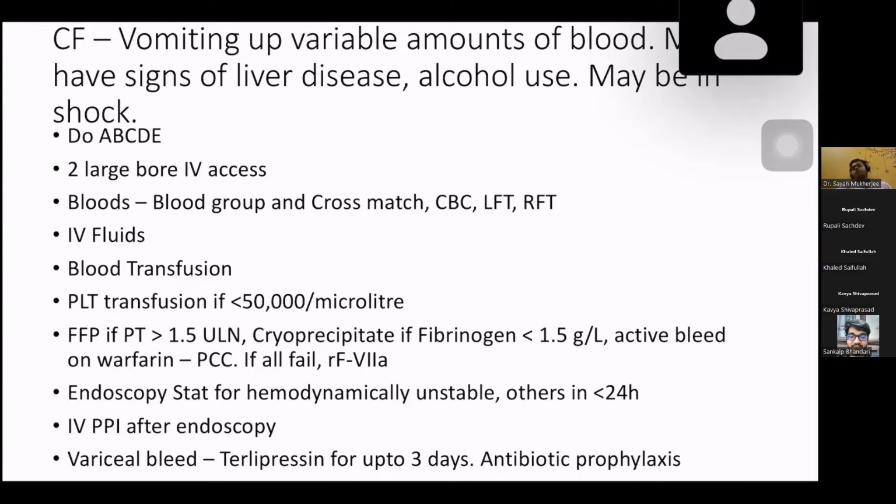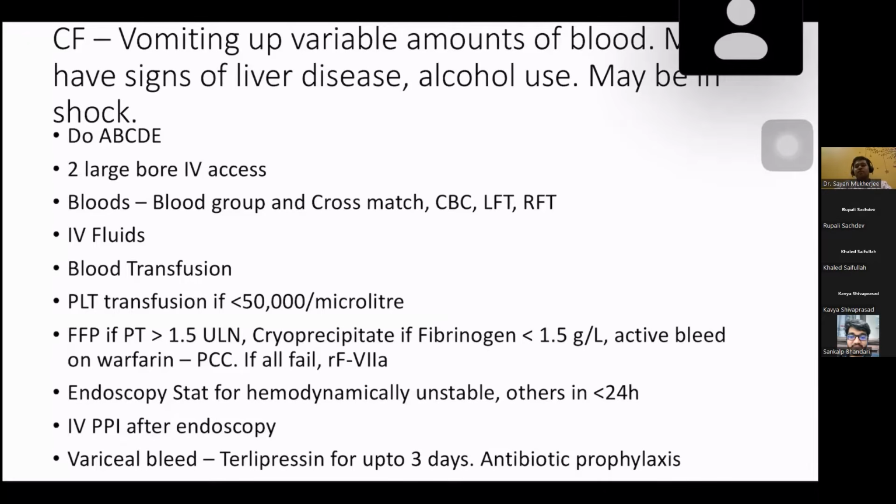The first thing you'll do, you'll insert two large bore IV cannulas. Generally 18 gauge or 16 gauge is preferred. Why large bore? Because it allows you to give a large amount of fluid in a relatively short amount of time. So you can resuscitate quickly. And after you have done this, you will arrange for blood.